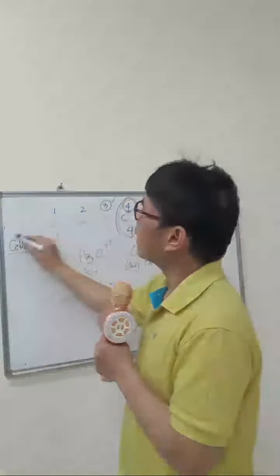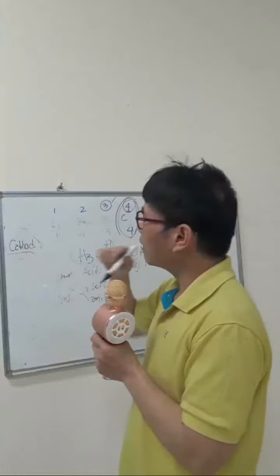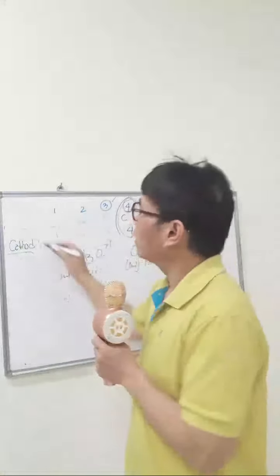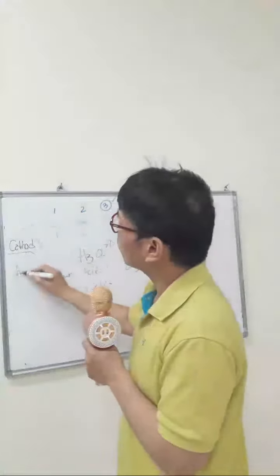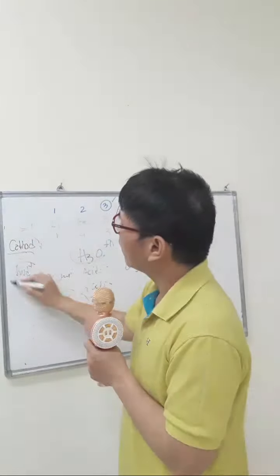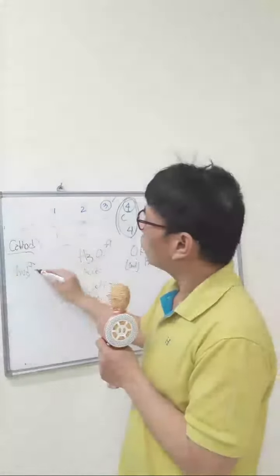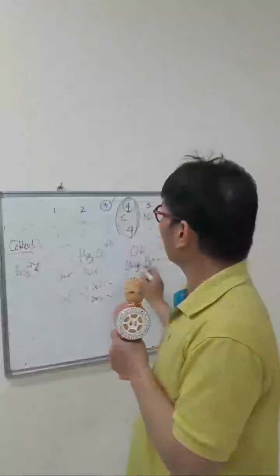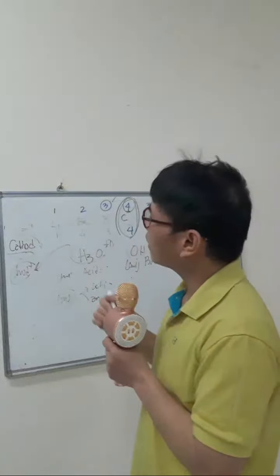Like this. So the cathode is the negative terminal. Correct me if I'm wrong, the anode is the positive terminal. So the cation will go to the anode and the anion will go to the cathode, something like that.